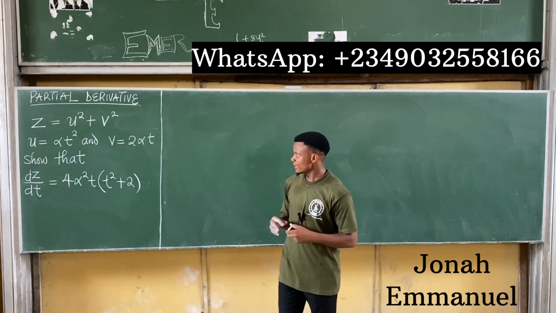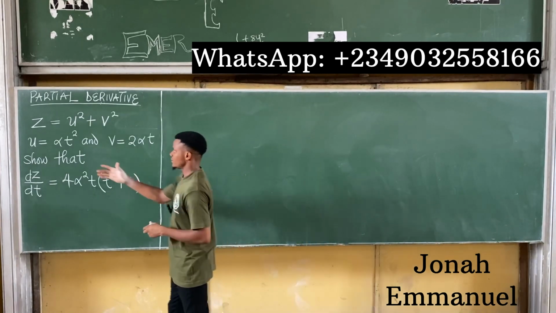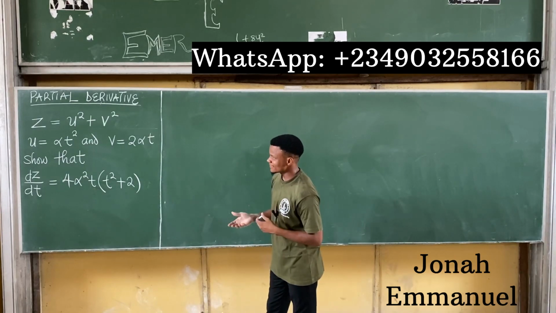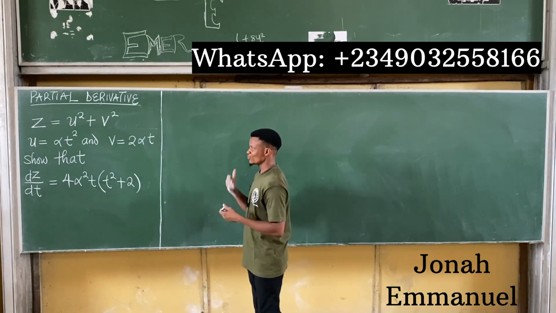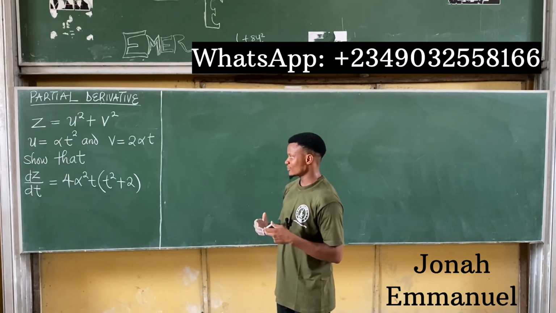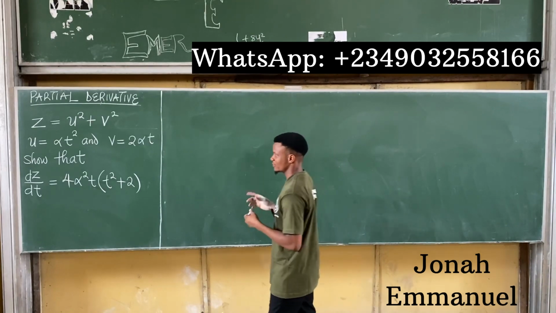For today's class, we'll be trying to solve this question. We're given that z is equal to u squared plus v squared, while u is equal to alpha t squared and v is equal to 2 alpha t. Show that dz over dt is equal to 4 alpha squared t into t squared plus 2.